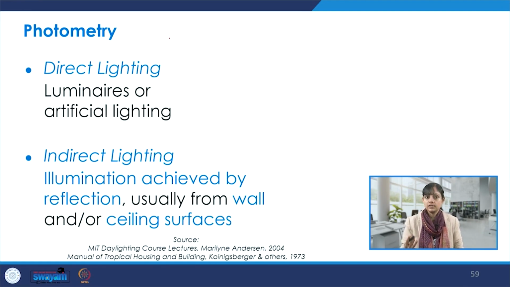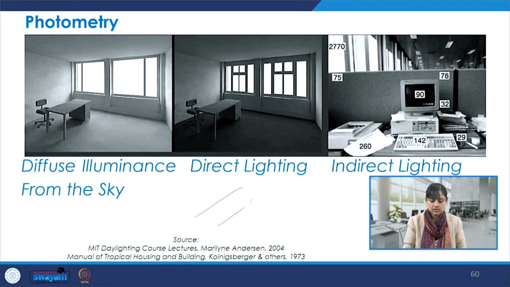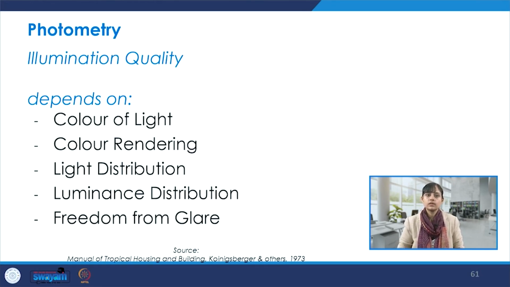Then there is direct lighting, which we achieve from luminaire or artificial lighting. And then there is indirect lighting, illumination achieved by reflection, usually from wall and ceiling surfaces. So here we see these three types. Now the quality of illumination depends on these: color of light, color rendering, light distribution, luminance distribution, freedom from glare.